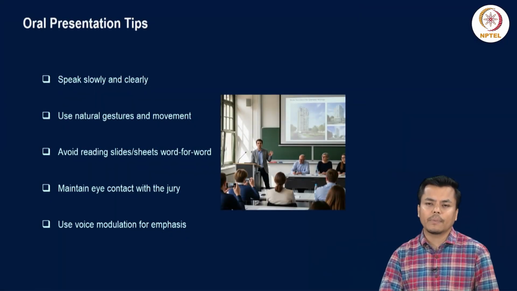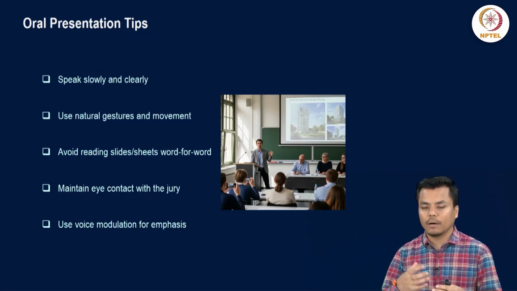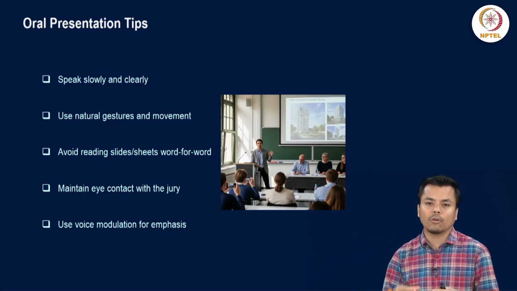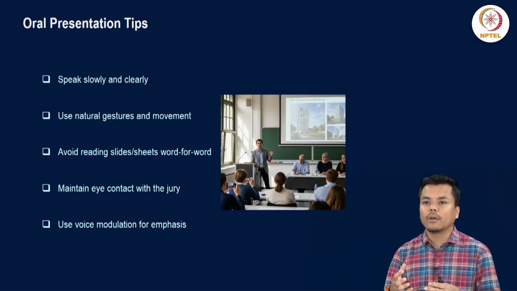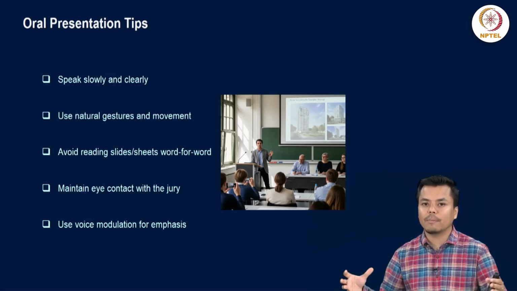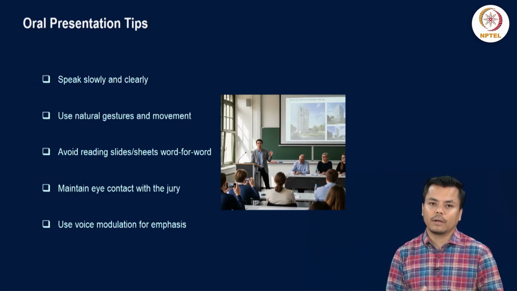Then some oral presentation tips: speak slowly and clearly, communicate to the examiner, use natural gestures, and avoid reading the content of your sheets as it is. Try to frame sentences out of the bullet points that you have used in your sheet. Always maintain eye contact with the panel members that are there for the jury.